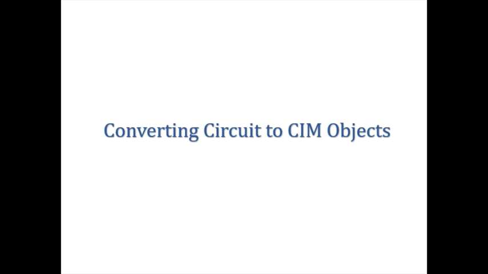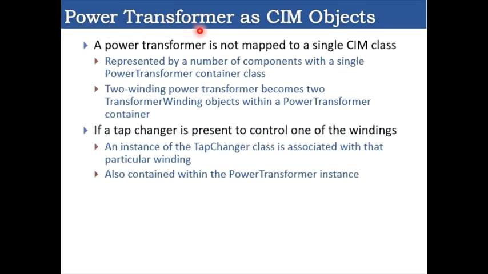Now let us try to understand how we can convert the power system circuit into SIM objects. Let's first try to understand how a power transformer can be represented by the corresponding SIM objects. So the power transformer is not mapped to a single SIM class, rather it is represented by a number of components with a single power transformer container class.